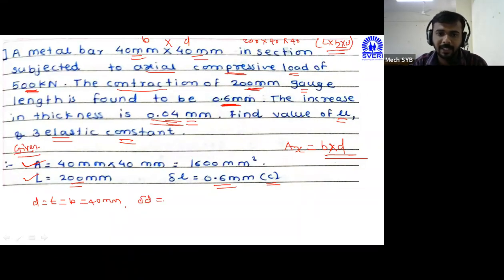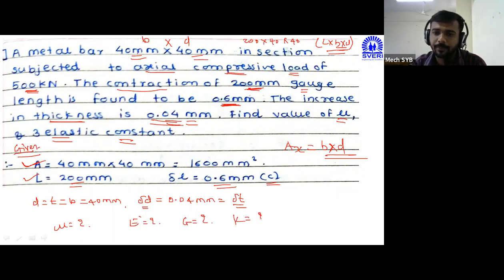डेल्टा D म्हणजे चेंज इन डेप्थ 0.04 mm, ज्याला आपण डेल्टा T पण म्हणतो कारण इथं थिकनेस वर्ड त्यांनी मेन्शन केलेला आहे. त्याला आपण डेप्थ पण म्हणू शकतो, पण इथं वर्ड थिकनेस मेन्शन केलं त्यामुळे आपण डेल्टा T म्हणजेच डेल्टा D म्हणू शकतो. ओके, and we have to calculate mu, we have to calculate E, we have to calculate G and we have to calculate K.